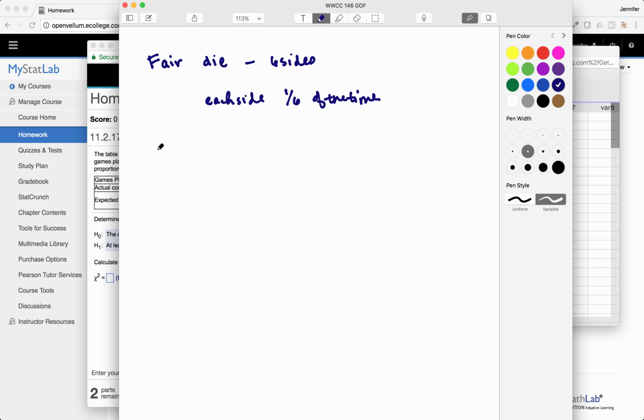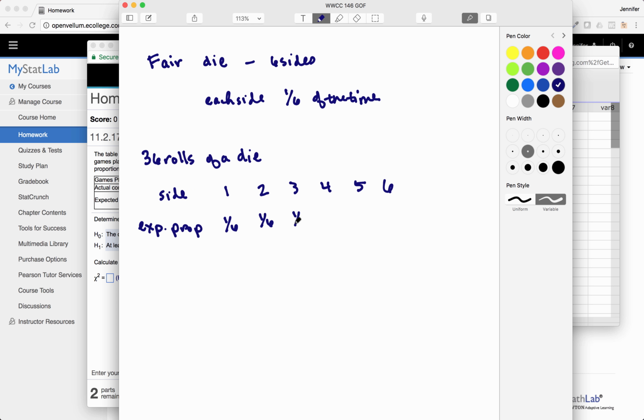But let's say that we had 36 rolls of a die, and so we'll have the different sides of the die that are labeled 1, 2, 3, 4, 5, and 6. And we would expect to see each side 1/6 of the time. So I'll write out 1/6.